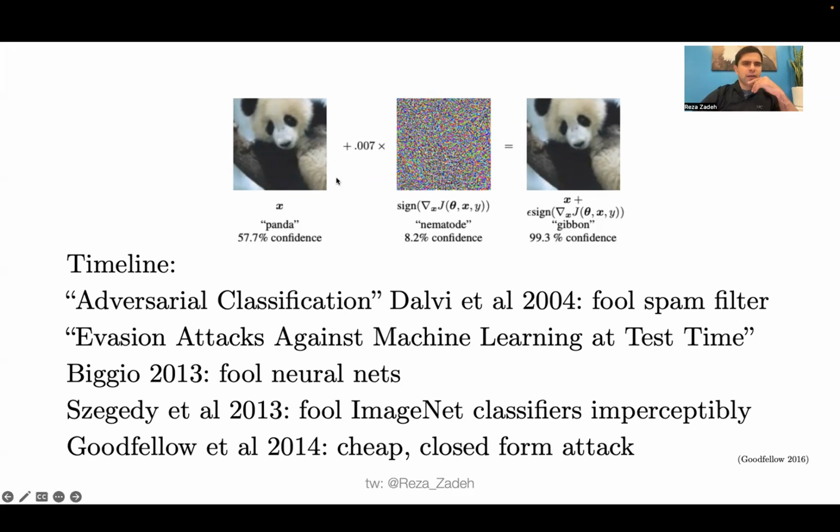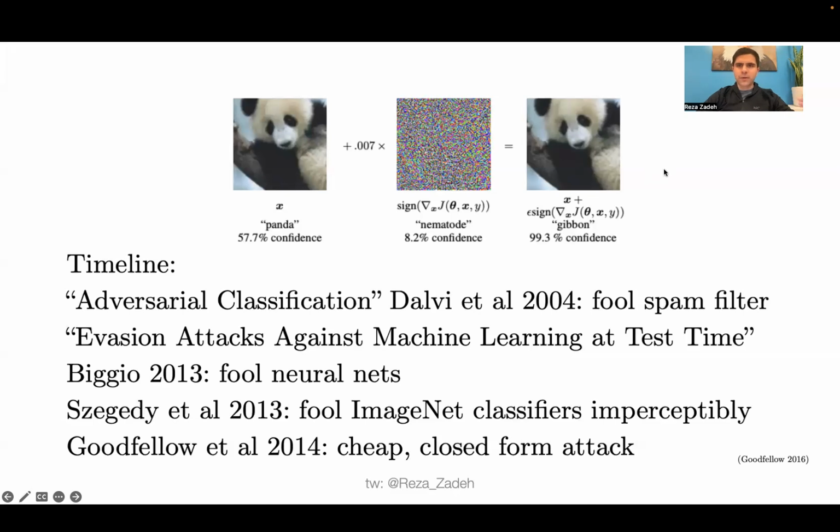In this case, we run the image of a panda through the model, and the model says this is a panda, I'm 57% confident. And then we add a little bit of noise. When we run it through the model again, the model says, oh, actually, I'm 99% confident that this is a gibbon, which is, of course, not correct. The model has been successfully attacked, and that's a problem.